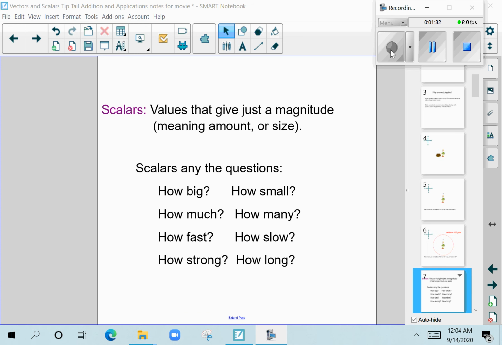So the information that we gave him, the distance that it was away, was known as a scalar. These are magnitudes or just an amount, mostly the values that you've been working with in most of your math classes. Scalar values are incredibly important. They tell us how big something is, or how small, how much, how many, how fast, how slow, how strong, or how long something is. Just a straight up magnitude or amount. And the term magnitude just simply means an amount.